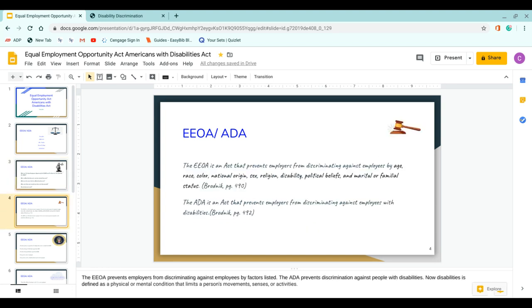The EEOA is an act that prevents employers from discriminating against employees by age, race, color, national origin, sex, religion, disability, political beliefs, and maternal or familial status. The Americans with Disability Act prevents employers from discriminating against employees with disabilities. Disability is defined as a physical or mental condition that limits a person's movement, senses, or activities.